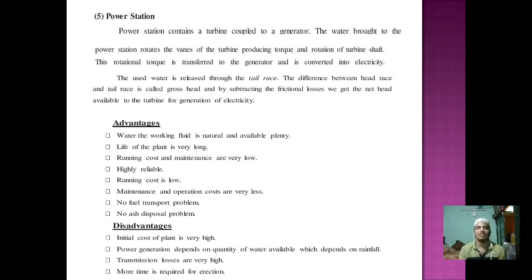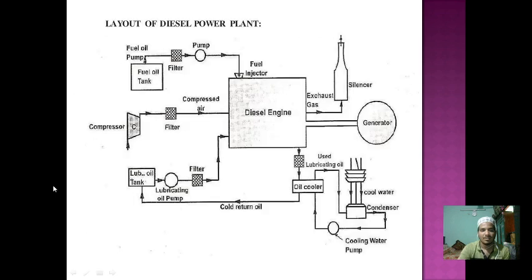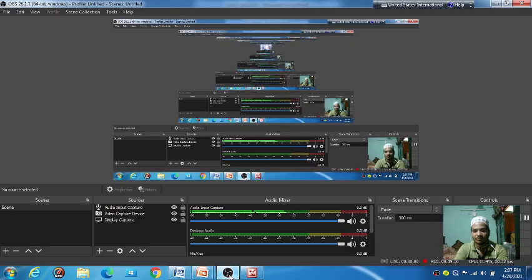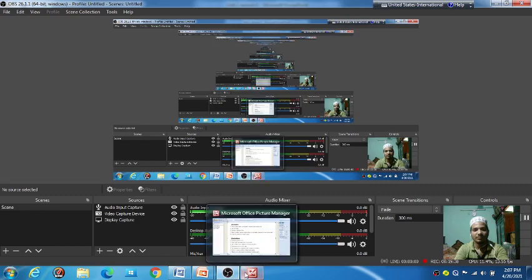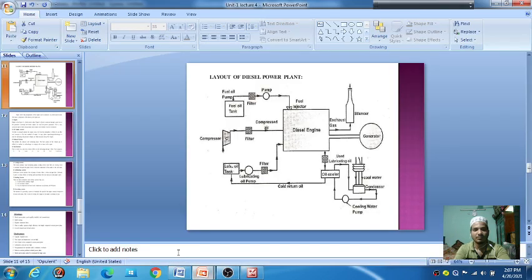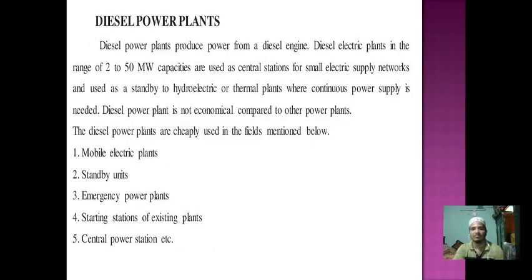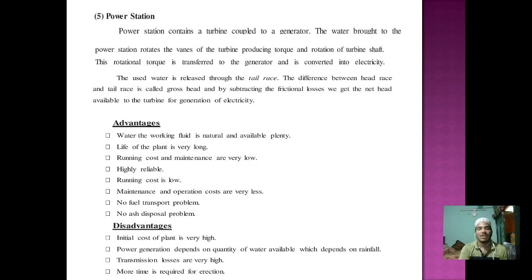Here are the advantages and disadvantages of the hydel power plant. Water, the working fluid, is natural and available in plenty. The life of the plant is very long.